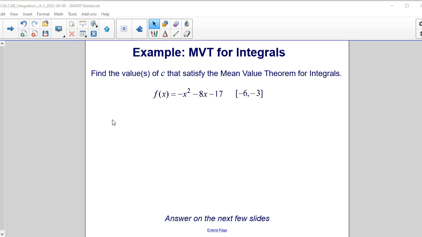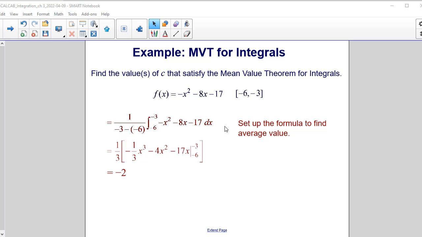For an example of the mean value theorem for integrals, let's find the value or values of c that satisfy the mean value theorem for integrals, given that f of x is equal to negative x squared minus 8x minus 17 on the closed interval of -6 to -3. So at this point, we set up the formulas to find the average value. You may recall from earlier lessons that the average value is 1 over b minus a, and in this case, a and b are -6 and -3. So we have 1 over -3 minus -6 times the integral from -6 to -3 of our function.